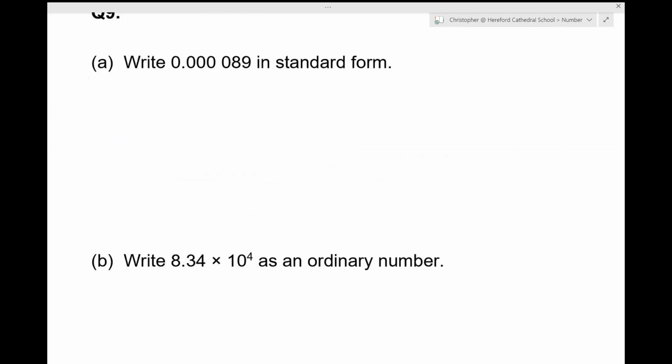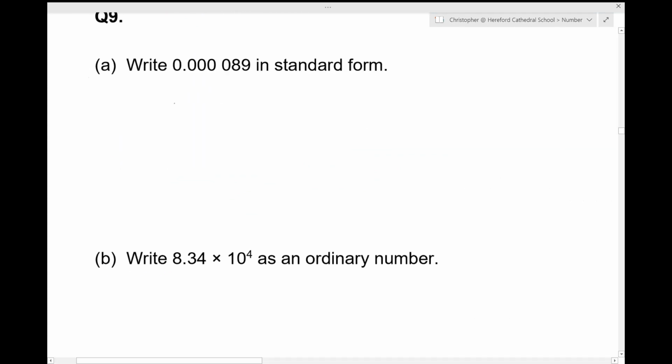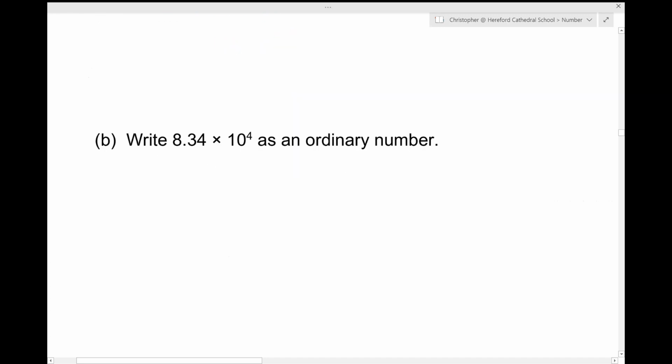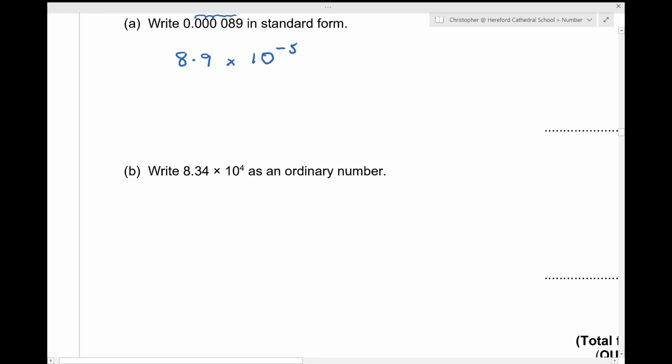Question 9. Write this number in standard form. Well, it's going to need to be 8.9 times 10, and from there the decimal point would have to go backwards, isn't it? 1, 2, 3, 4, 5 times 10 to the minus 5. Right, this is an ordinary number. Well, I need to take 8.34 and multiply it by 10 4 times, or move the decimal point 4 times that way. 2 of the movements are going to jump over the 3 and the 4. So I'll have 8, 3, 4, and then there'll be 2 more zeros to make 4 movements altogether.